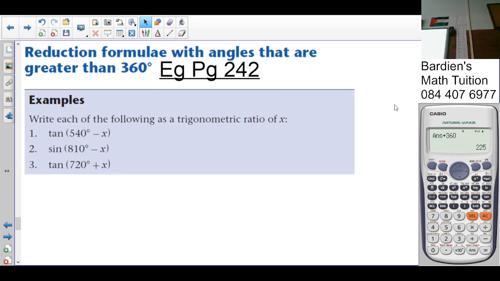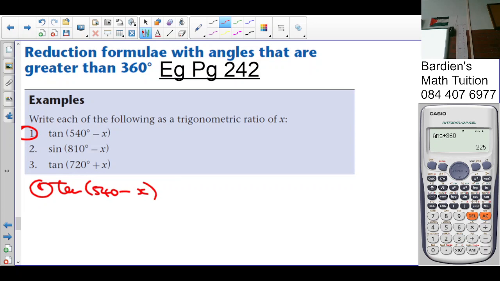So looking at the first one here, they asked you to write each of the following as a trigonometric ratio of x. The first one, you've got tan of 540 degrees minus x. So what's the first thing we need to do? Minus 360 from 540. We subtract 360, what do I get? 180. So it's 180 minus x.